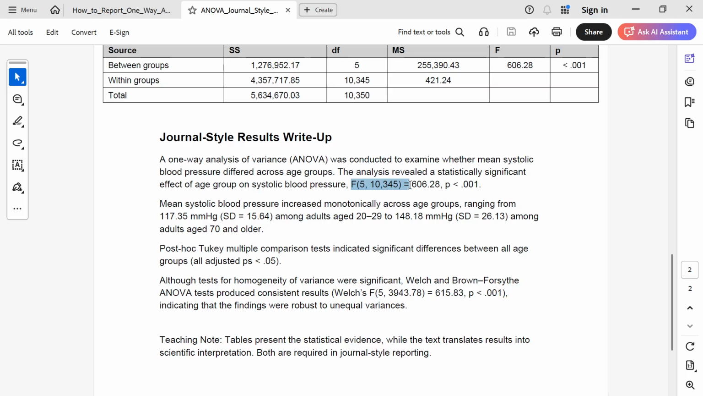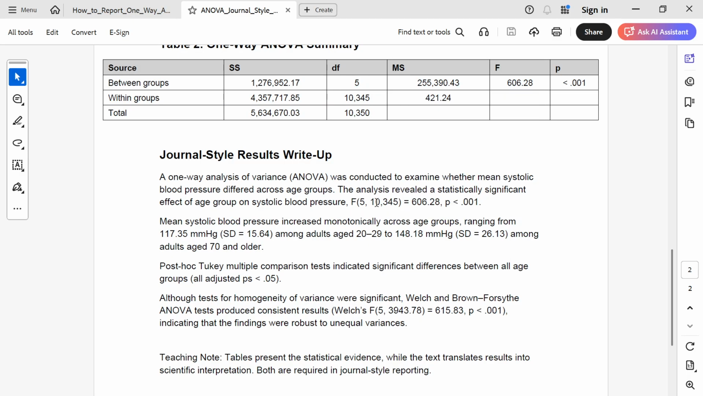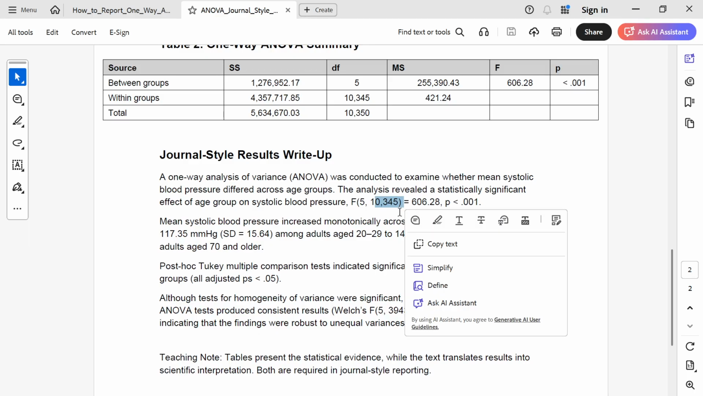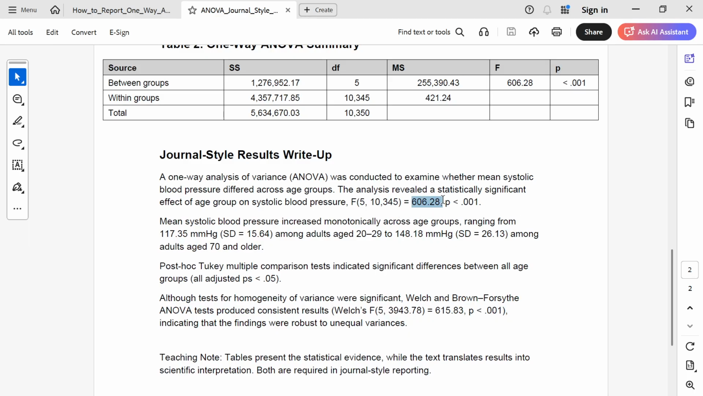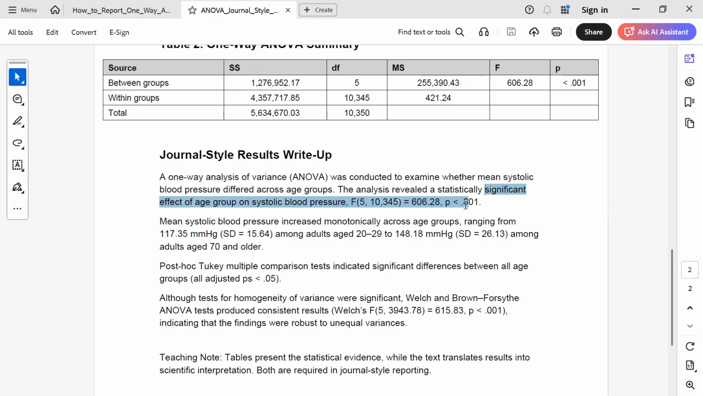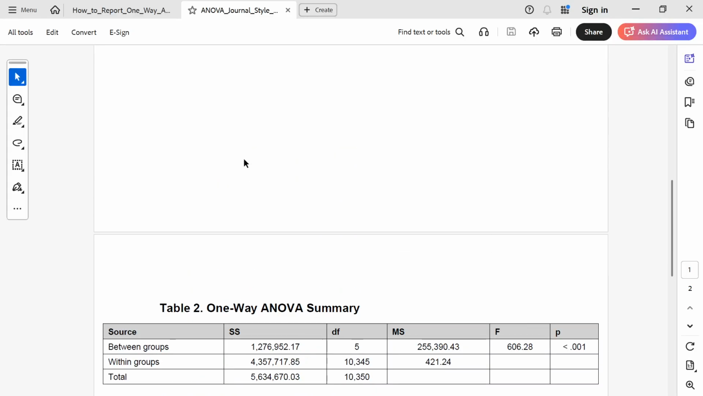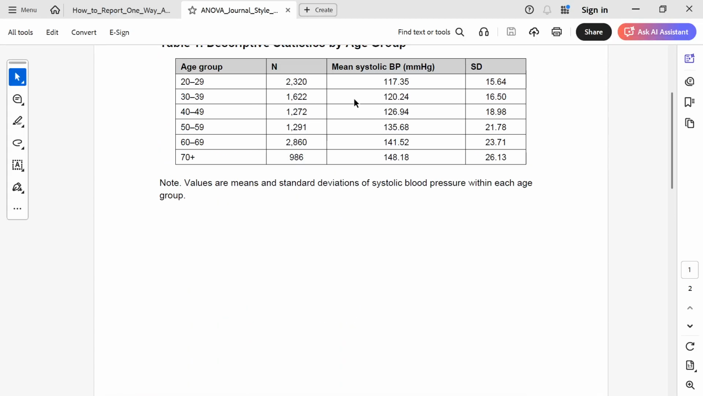So we report F. This 5 is basically the degrees of freedom, and then the number of observations is 10,345, and this is the F statistic, which is the ratio of between groups and within groups, and then this is the p-value. So we report this as well in the sentence. And then this is about the descriptive statistics, from Table 1 that we have over here.